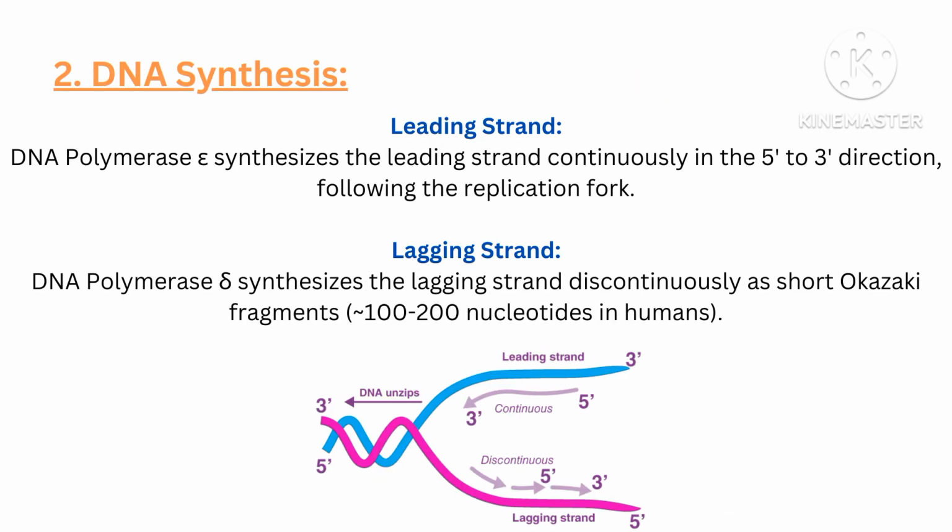2. DNA synthesis. Leading strand. DNA polymerase epsilon synthesizes the leading strand continuously in the 5' to 3' direction, following the replication fork. Lagging strand. DNA polymerase delta synthesizes the lagging strand discontinuously as short Okazaki fragments, about 100 to 200 nucleotides in humans.